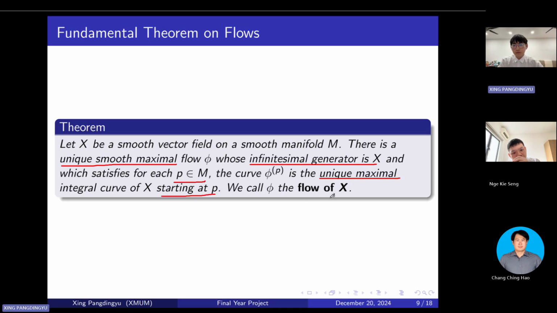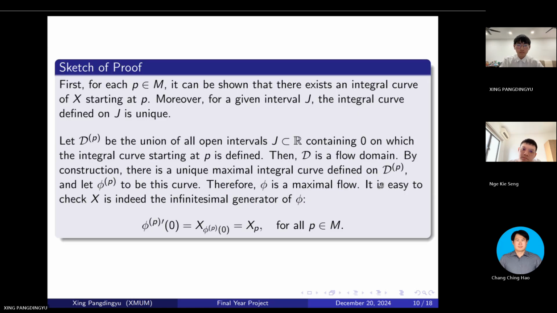Since the fundamental theorem on flows determines a unique maximal flow generated by a smooth vector field, we will call the flow phi the flow of X. The proof of the fundamental theorem on flows involves a lot of analysis and is kind of tedious, so we will only do a sketch of the proof here.